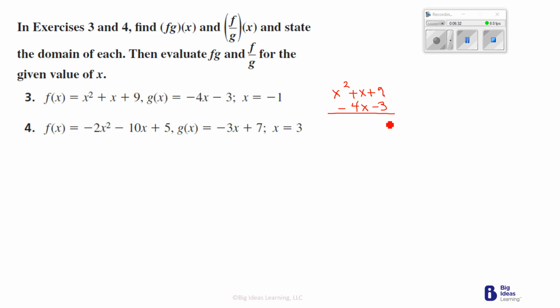So 9 times a negative 3 will give you a negative 27. x times negative 3 will give you a negative 3x. And x squared times negative 3 is a negative 3x squared. Then we got negative 4x times 9. Remember, this is a 0 over here. We're going to have to put 9, that would be 36. So this would be a negative 36x.